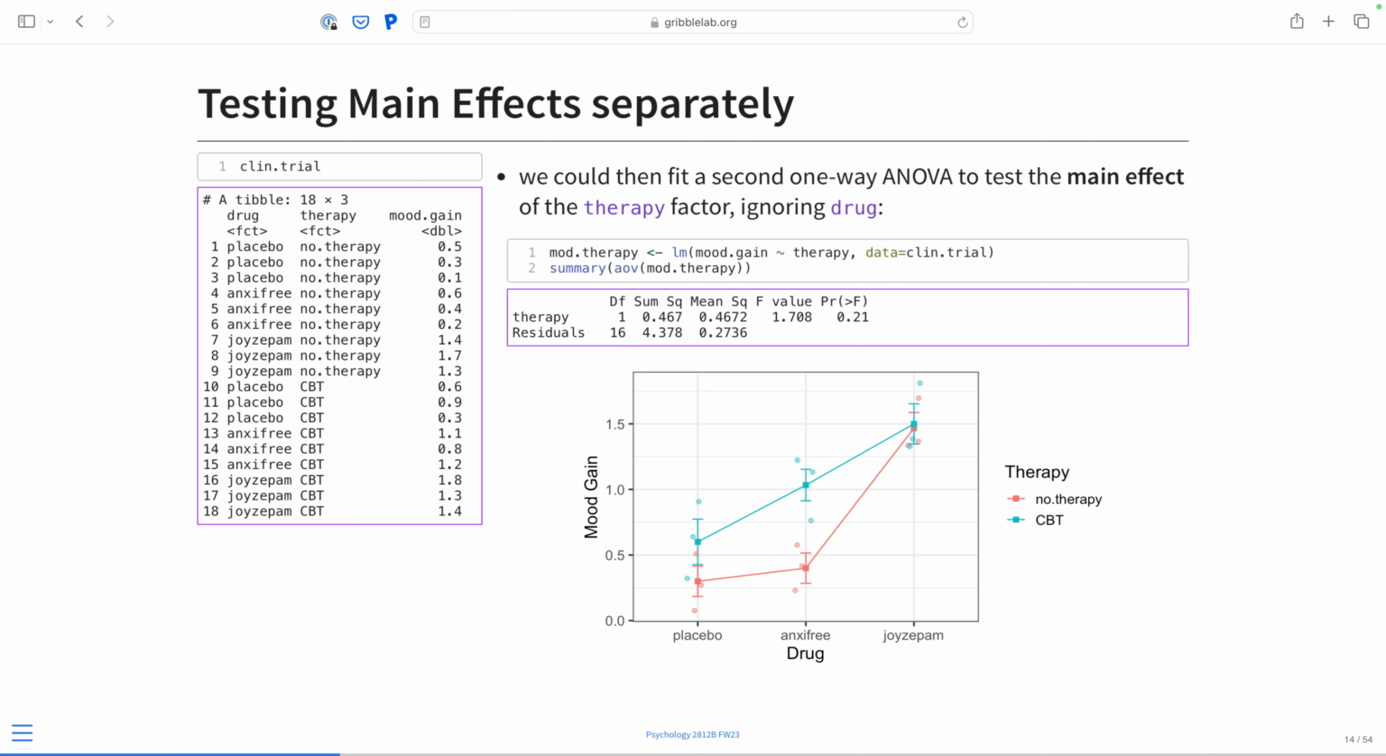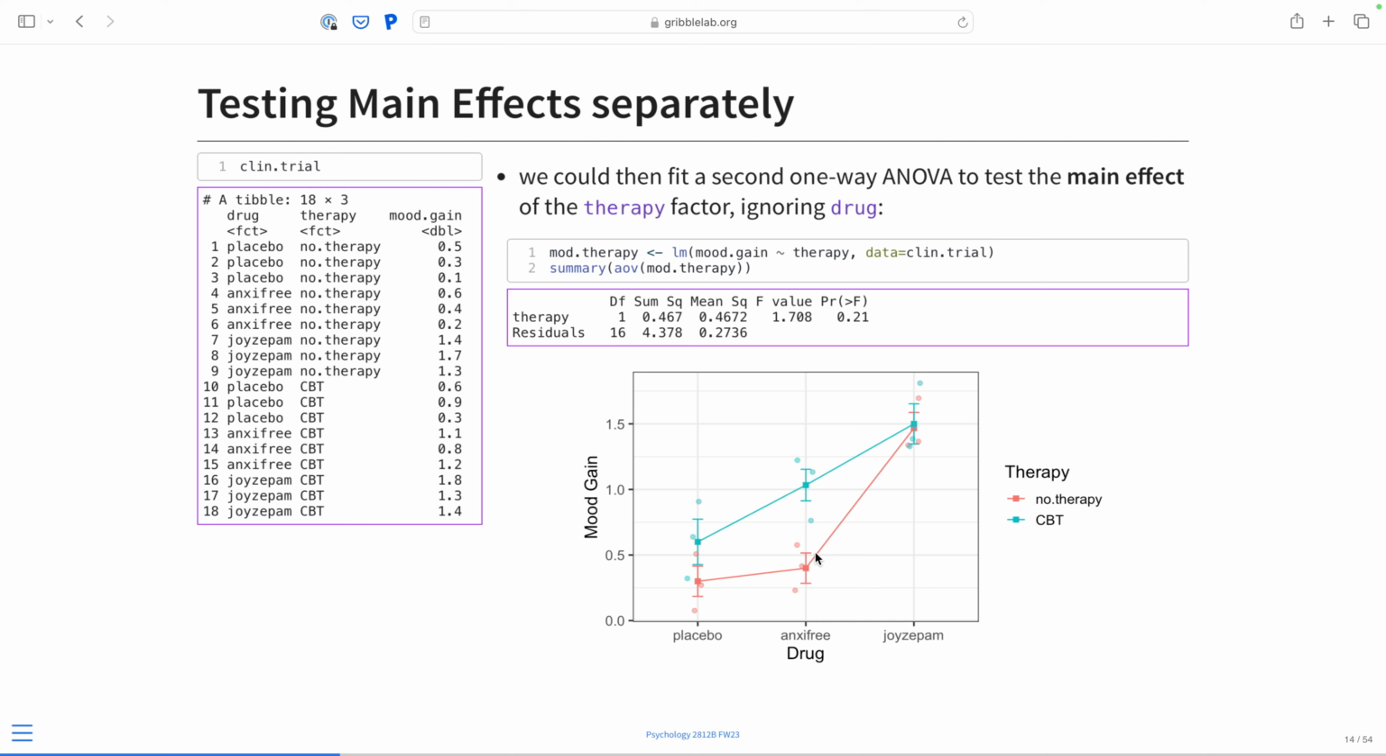Now, look at the data plot below. I would believe that for joyzepam, if you're taking joyzepam, it doesn't much matter whether you have therapy or not. Your mood gain is the same. If you're on placebo and you get therapy, maybe it looks a bit higher. This mean is higher than that mean. Is it high enough to be significant? I'm not sure. What about anxiety-free?